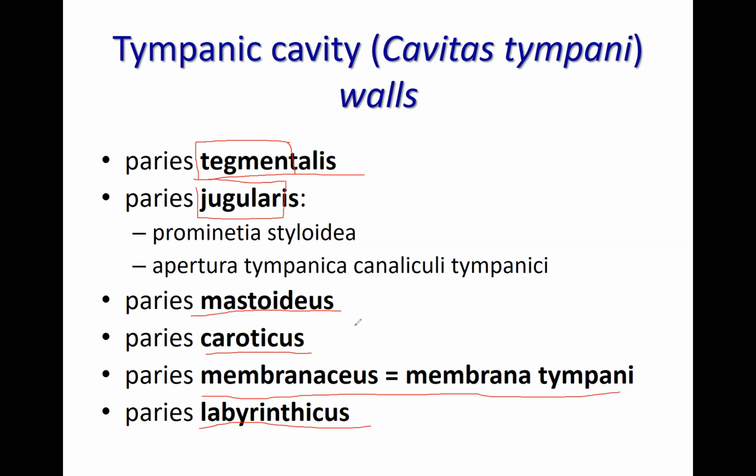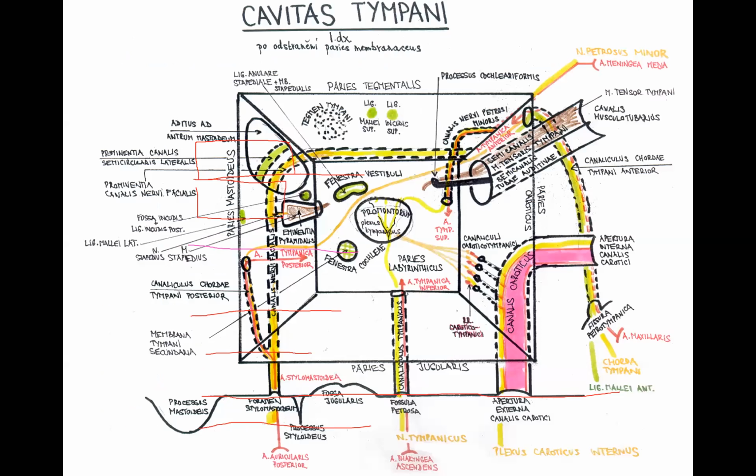On the inferior wall, there are two structures. The styloid prominence, we just move here, would be somewhere here, above the styloid process. And the other structure is here: the tympanic canaliculus coming from the fossula petrosa.